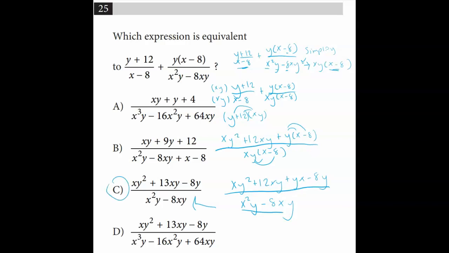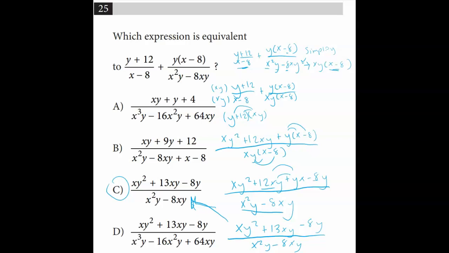But even then, I need to further de-simplify this by adding these values. So I would get xy squared plus, it looks like it'd be 13xy because I would add these two together, minus 8y, all over x squared y minus 8xy, and that is answer choice C still. So that's the correct answer for number 25.